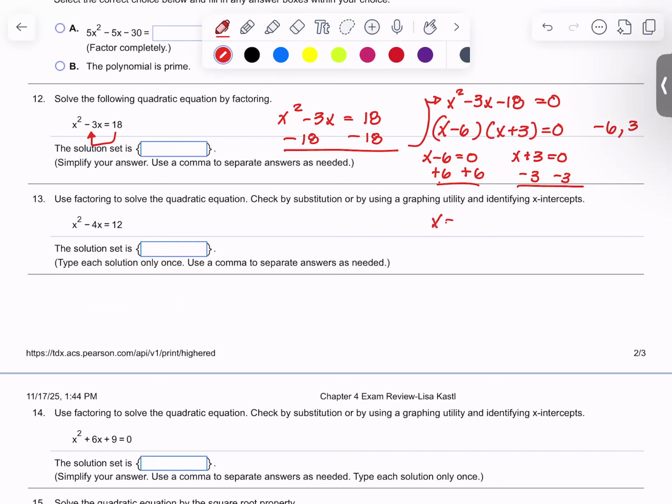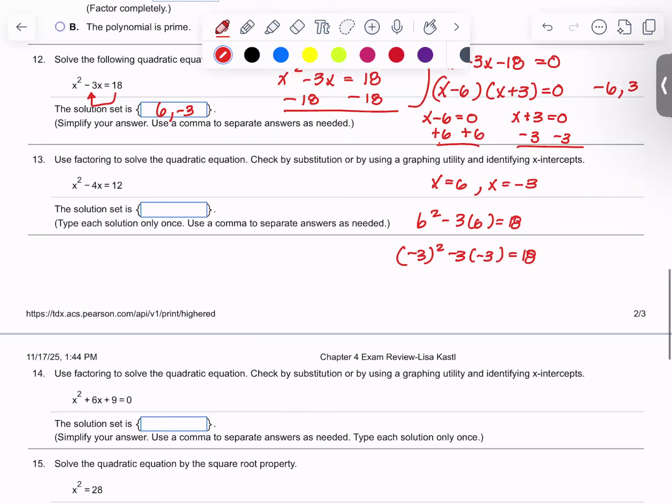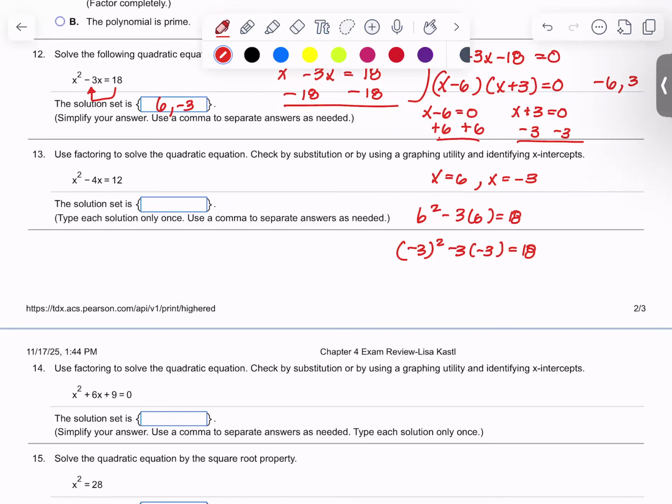So we get x is 6 and x is -3. I would do a quick check of that. If I put 6 in there, 6 squared minus 3 times 6 is 18. That is correct. Put -3 in there, -3 squared minus 3 times -3 is 18. That is correct also.